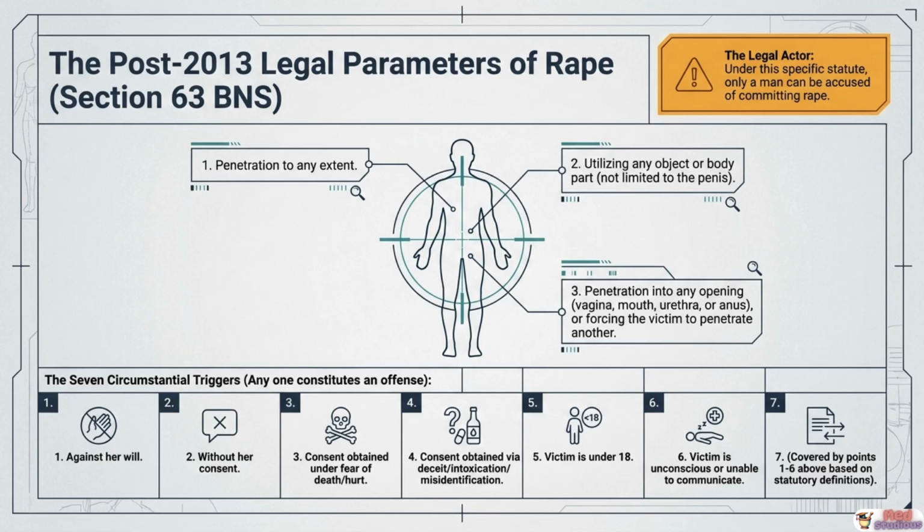The legal definition of rape in India was fundamentally transformed following the Justice Verma Committee recommendations in the wake of the December 2012 Delhi gang rape case. The reforms, now codified in BNS Section 63, significantly expanded the definition of rape beyond the narrow historical framing of penovaginal penetration. Three expanded physical parameters now define what constitutes penetration for the purposes of rape law.